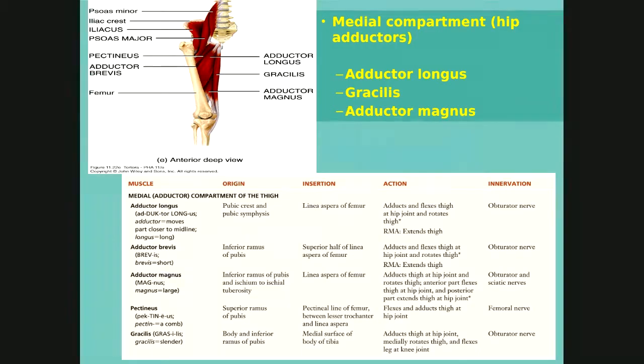The medial compartment includes three muscles we're going to focus on, even though there are five. We're going to talk about the adductor longus, which is the most anterior muscle. The gracilis is in between, and the adductor magnus is located posteriorly. All of these muscles are going to originate on the pubic bone. The adductor longus is going to insert along the linea aspera of the femur. The gracilis is going to insert along the medial surface of the tibia. And the adductor magnus is also going to insert along the linea aspera of the femur. All three muscles primarily adduct the hip, bringing both femur bones together. The nerve to all of these muscles is the obturator nerve.